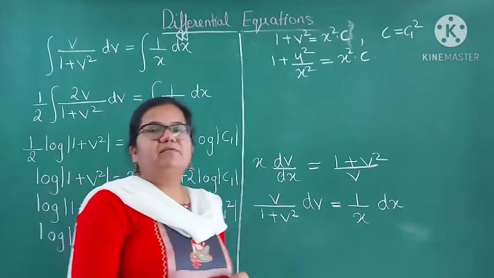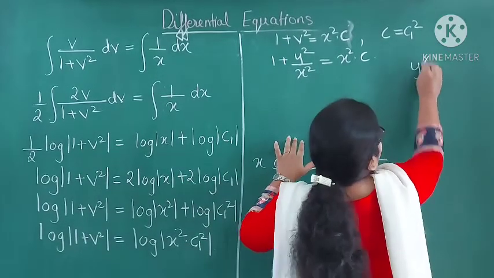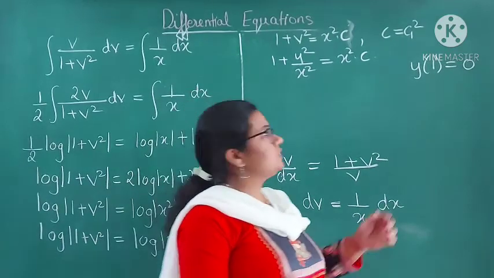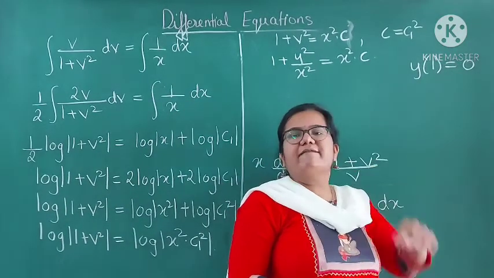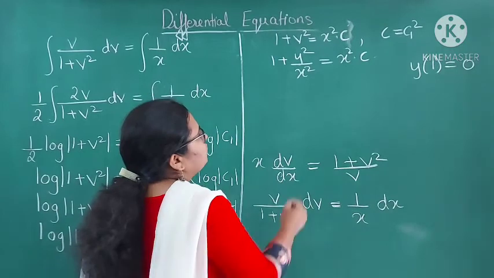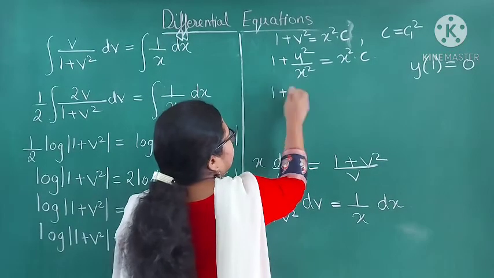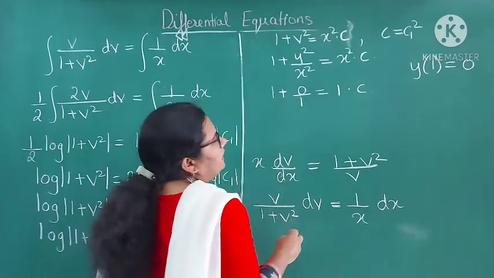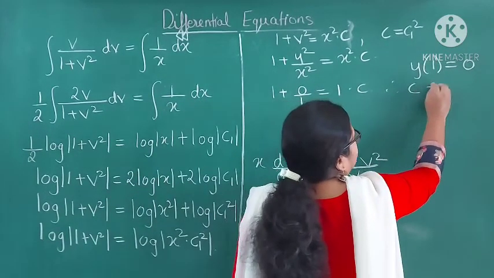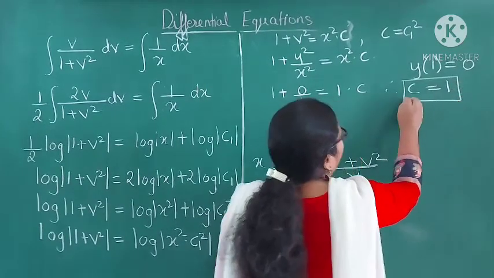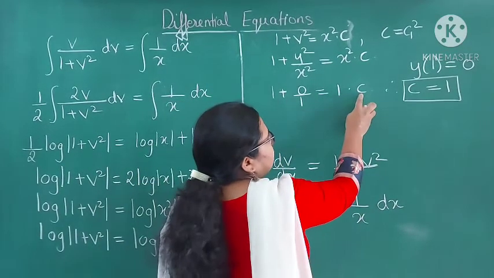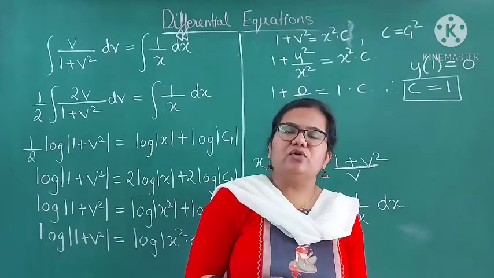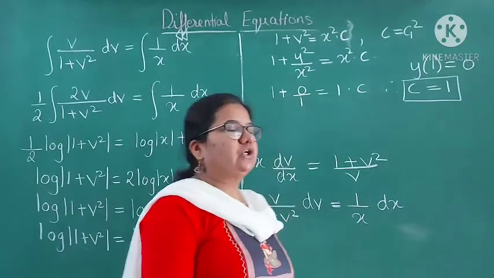Now in the sum they have given you as y of 1 is equal to 0. That means you have to find the particular solution. So when x is 1, y is 0. So let us substitute these two values. So 1 plus 0 upon 1 is equal to 1 into c. Therefore what do you get? Therefore c is equal to 1. See, 1 plus 0 is 1, 1 into c is c. So value of c is 1. So you have got the value of constant, that means you have got the particular solution.